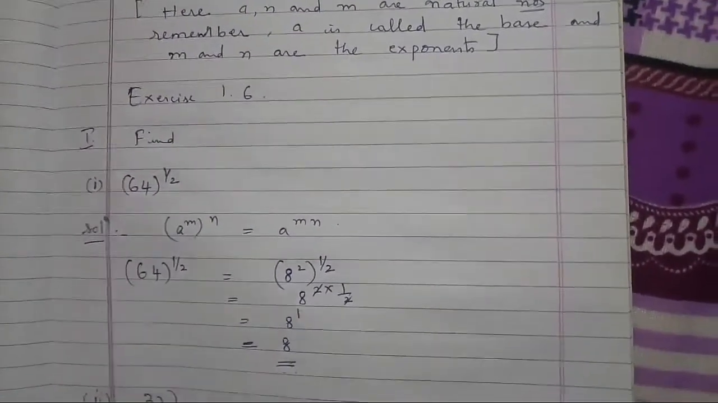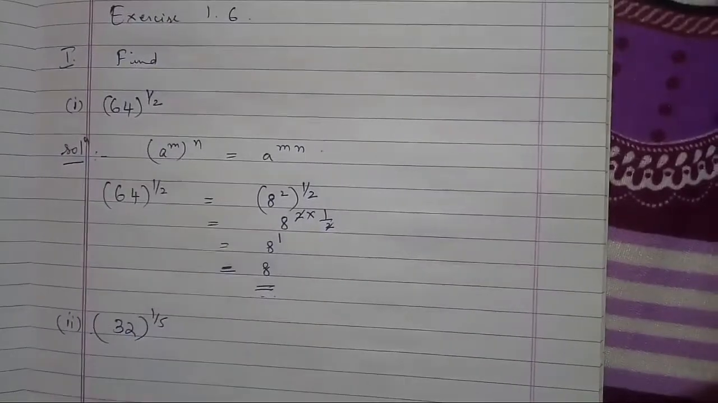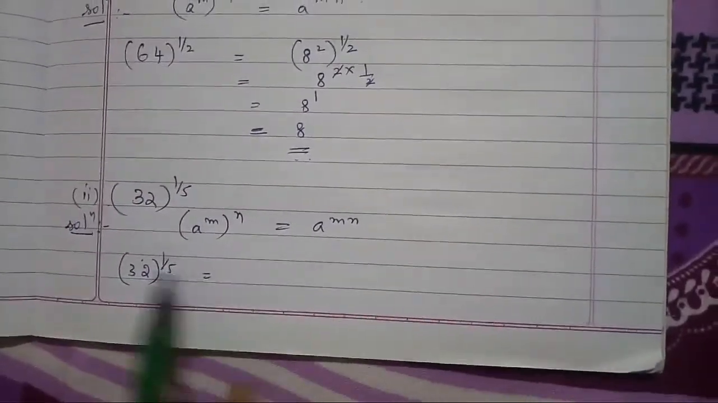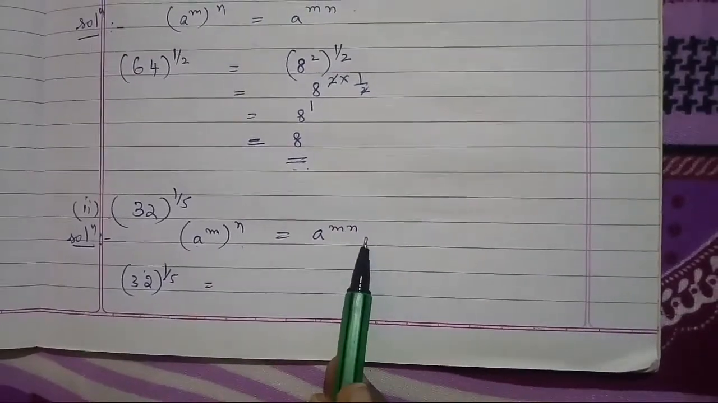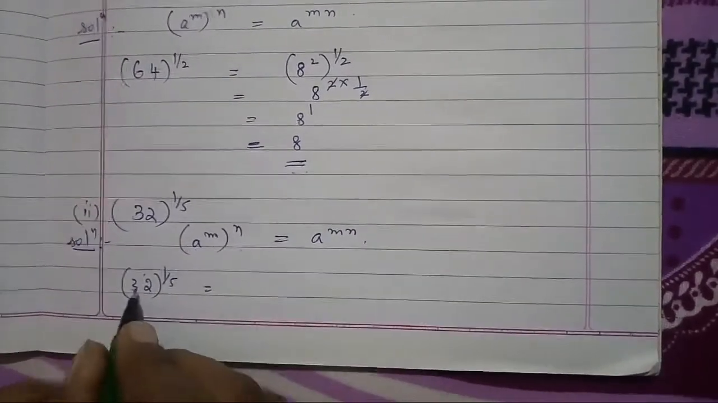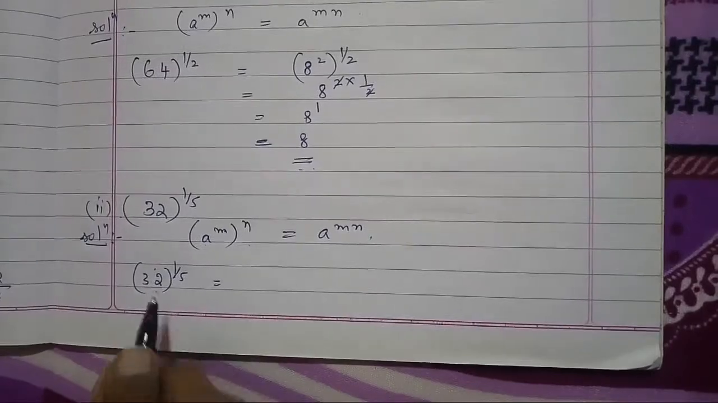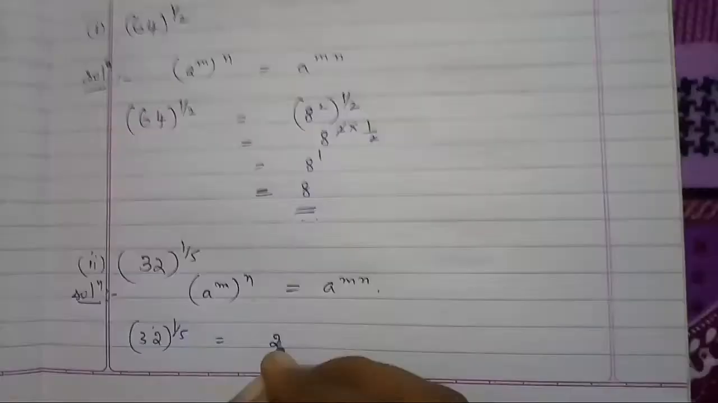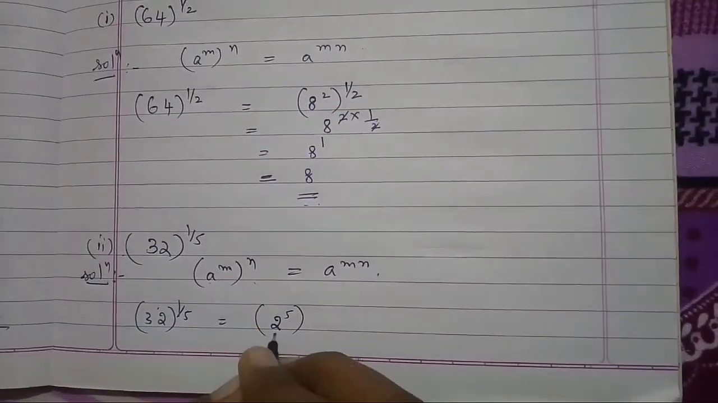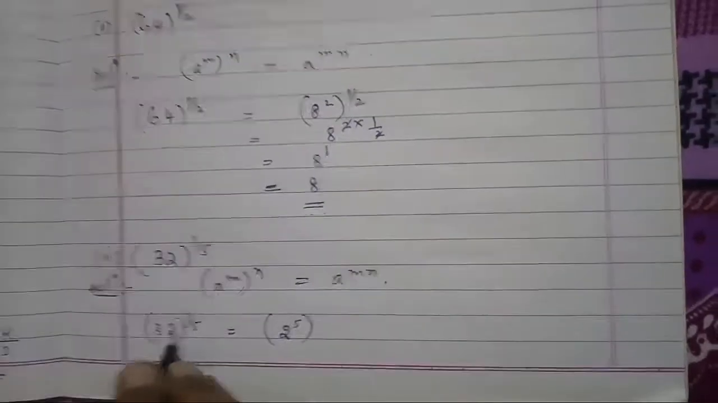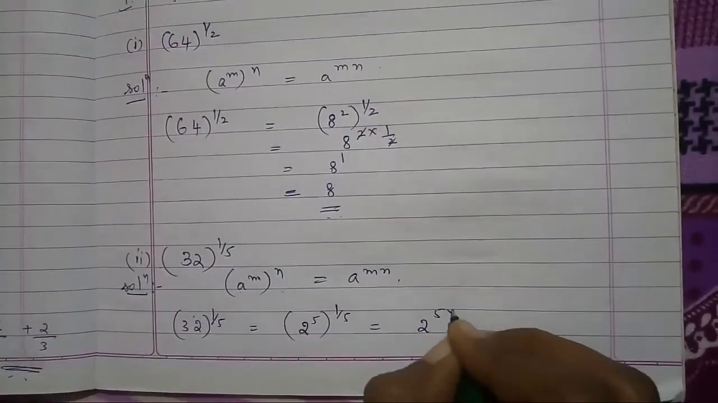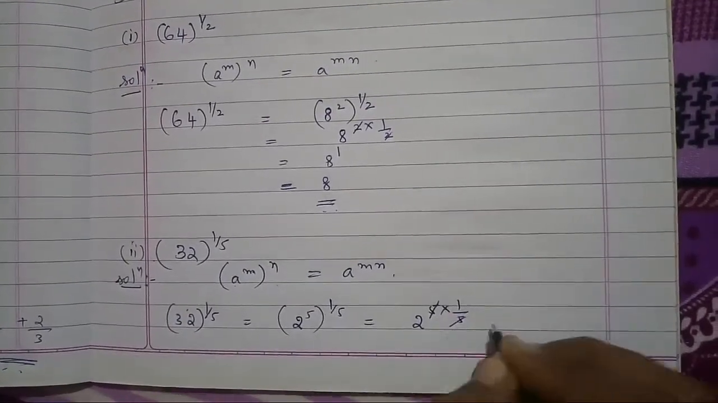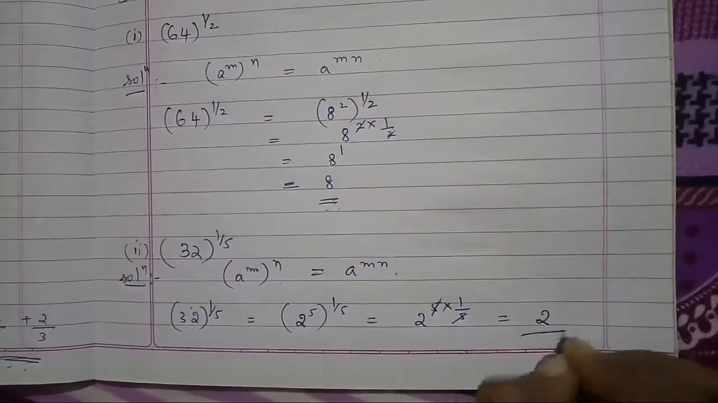Second problem, 32 whole to the power 1 by 5. This is in the form of a power m whole to the power n, that is a power m into n. Here 32 is 2 multiplied 5 times, so we will get 32 as 2 to the power 5. That is 1 by 5, that is equal to 2 to the power 5 into 1 by 5. 5 get cancelled, we remain with 2.